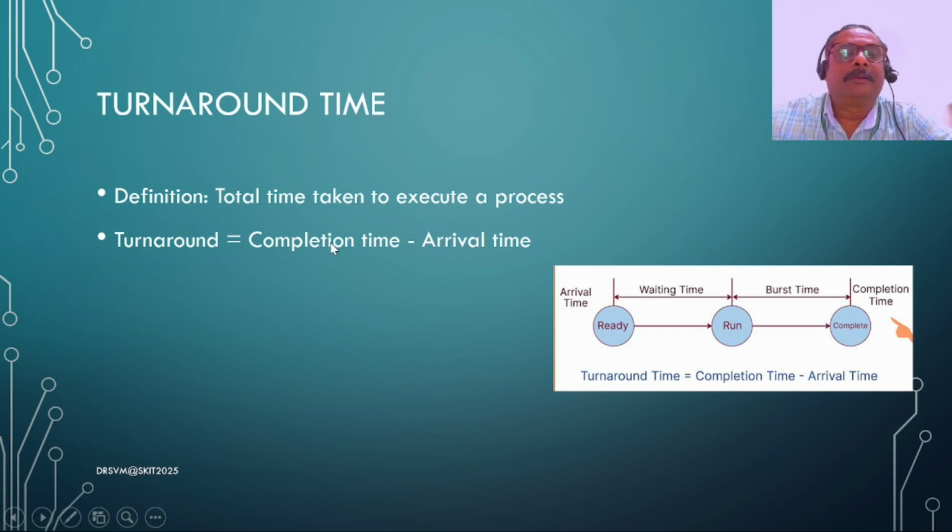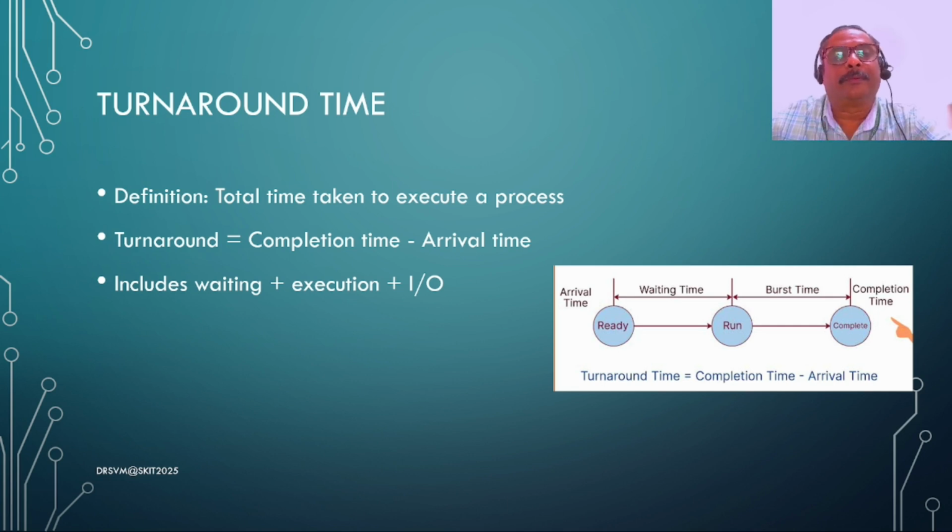It is measured with the formula: completion time minus arrival time. This includes the waiting time, the execution time, and the time taken for IO activity, because IO activity is also part of the process. Therefore the turnaround time includes the waiting time, that is, the time for which the CPU is not allotted to the process, and when the CPU is allotted, the time it takes to complete the task, that is the execution time, and in between it may keep working with IO activities, and all the time it takes to complete those IO activities.